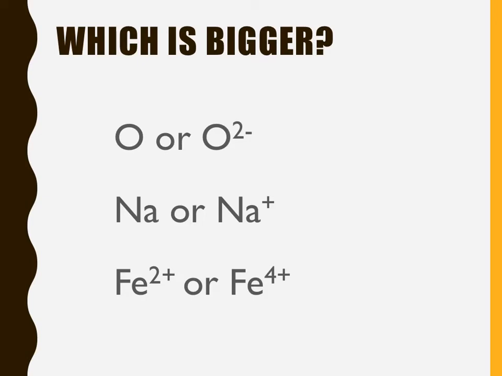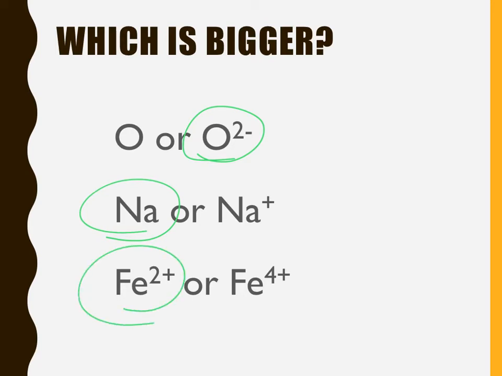So let's look at a few examples. Let's say oxygen becomes O2-. First of all, would that be a cation or an anion? An anion. And would anions become bigger or smaller? They become bigger. So which is bigger? The anion. Now let's look at sodium. What's going to be bigger, the Na or the Na+? It's going to be the original sodium, because becoming a cation will make it smaller. So with that in mind, what do you think would be bigger, iron 2+ or iron 4+? It would be the 2+. The more electrons it loses, the smaller it'll get.